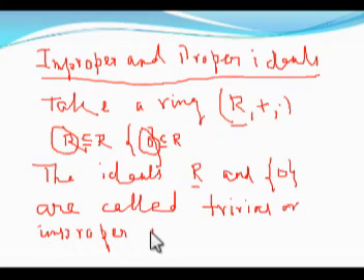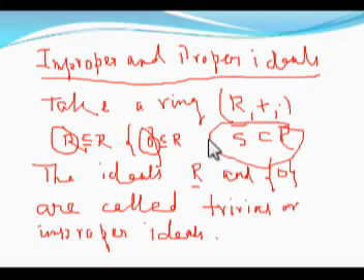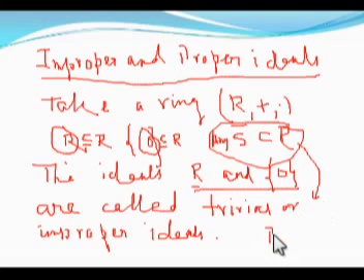These are the two ideals. But if any set is a proper subset of R and forms an ideal, any ideal other than these two ideals, R and the singleton set 0, is called a proper ideal. These are proper ideals.